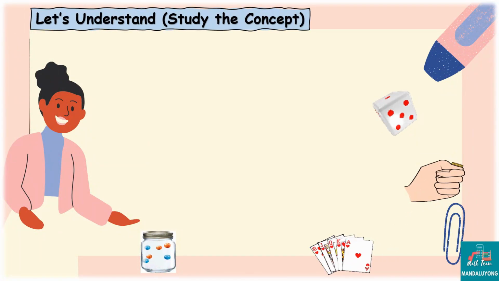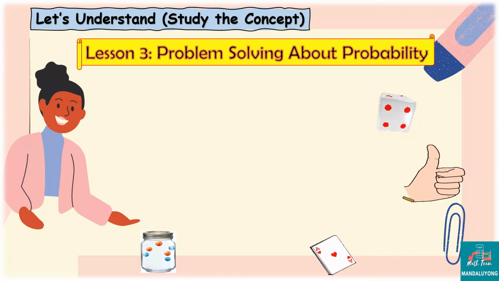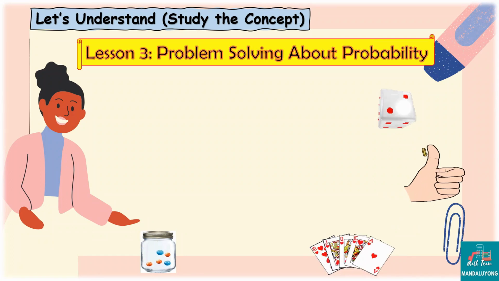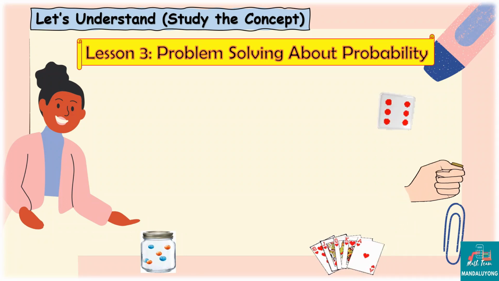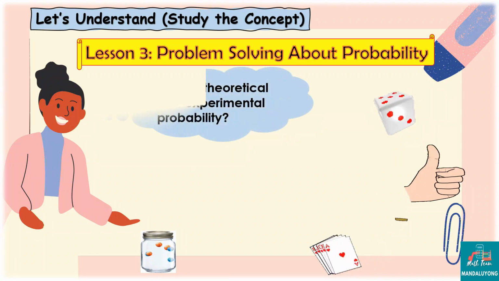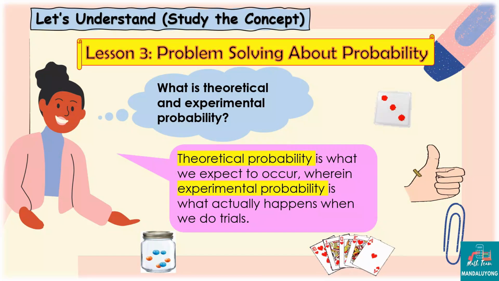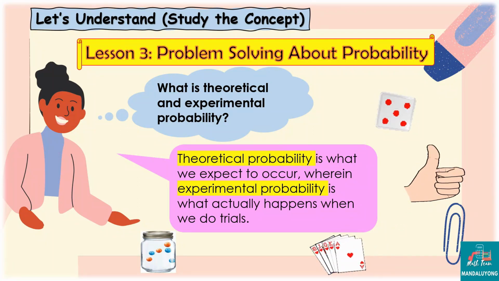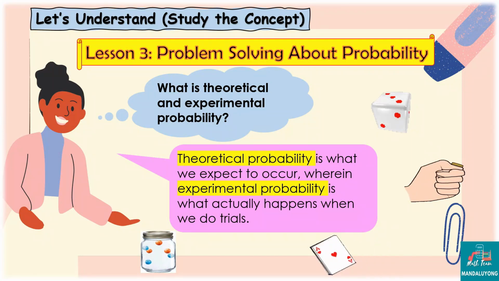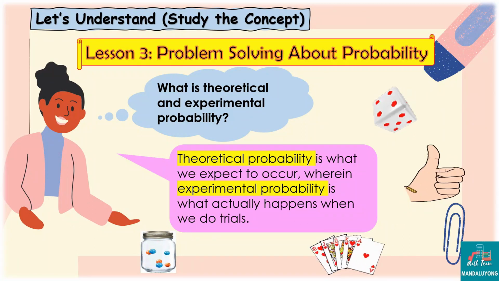Now, let us study that last concept. Lesson 3, problem solving about probability. But before we proceed to problem solving about probability, let us first know what is theoretical and experimental probability. Theoretical probability is what we expect to occur, wherein experimental probability is what actually happens when we do trials.